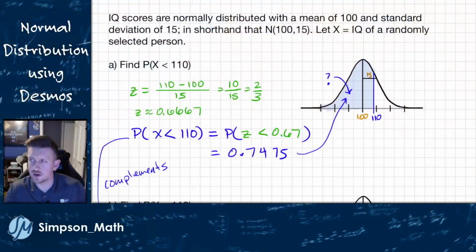Hey, this is Elite with Simpson Math, and in this video, we're going to be talking about how to use Desmos to answer normal probability questions. So let's get started by taking a look at this example.